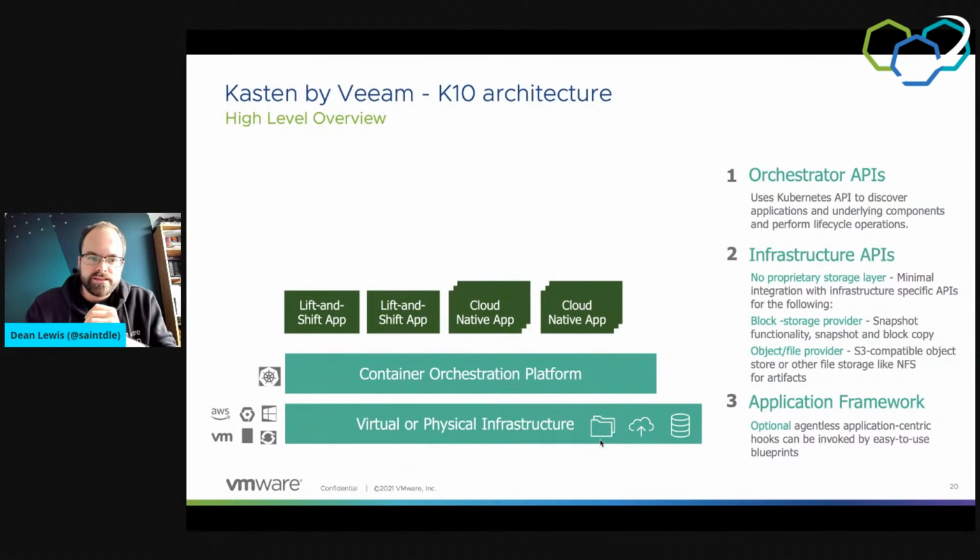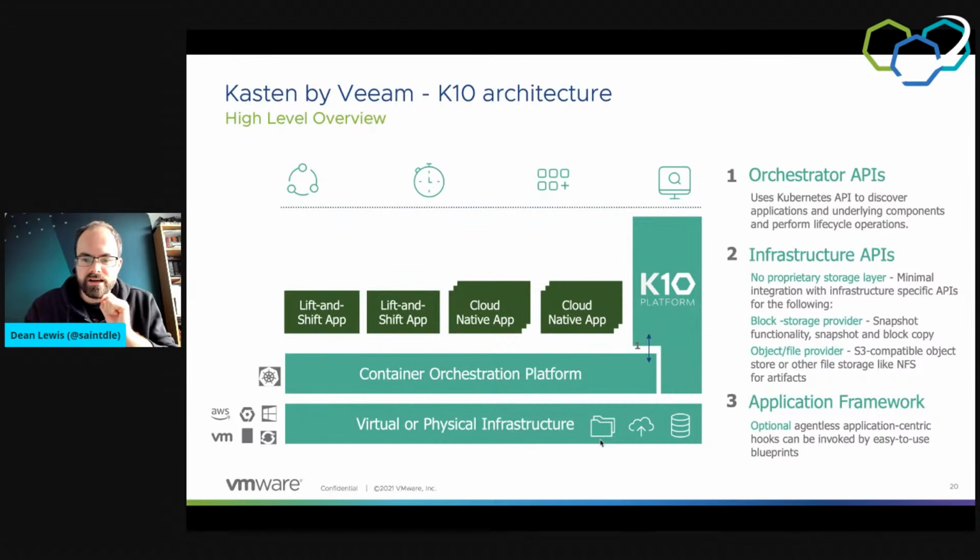So the first one is Kasten by Veeam. They have their application K10, and this is a high-level overview of it. It provides orchestration APIs. So again, that enterprise-level offering to discover your applications inside of your Kubernetes cluster, the underlying components that make up your Kubernetes cluster, and be able to perform the lifecycle operations there. From its infrastructure APIs, it means it's non-proprietary for its storage layer and provides support for both block storage and object storage as well. So you can have that same snapshot functionality that we talked about in Valero, but also with Kasten, we can offload to object storage as well.